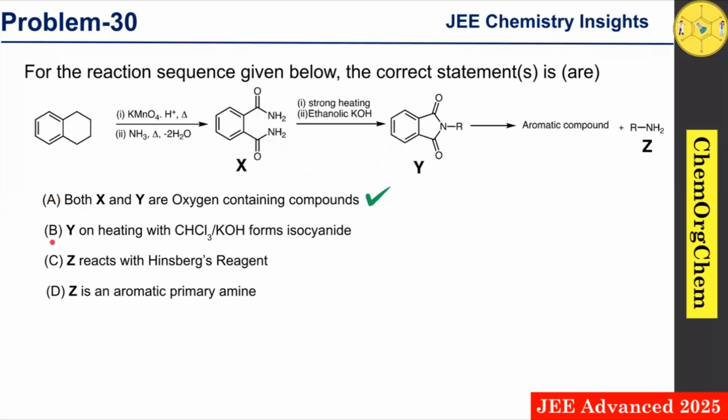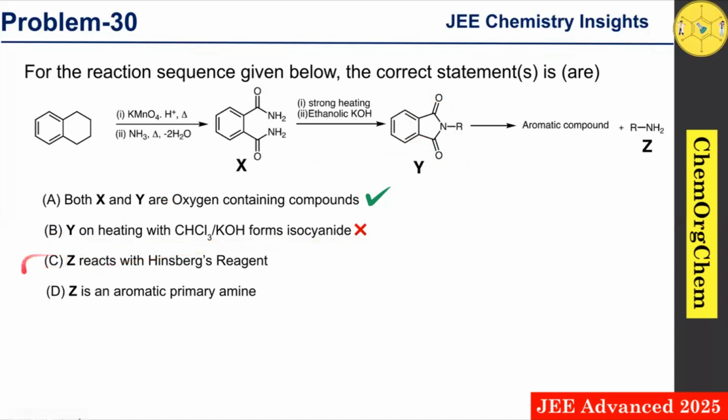Let's move to statement B, which states that Y on heating with chloroform and potassium hydroxide forms isocyanide. This is the condition for the carbylamine reaction. According to the carbylamine reaction, when you take a primary amine and react it with chloroform and potassium hydroxide, it usually produces isocyanide. So let's analyze our product structure Y. This is not a primary amine. Therefore, statement B is a wrong statement.